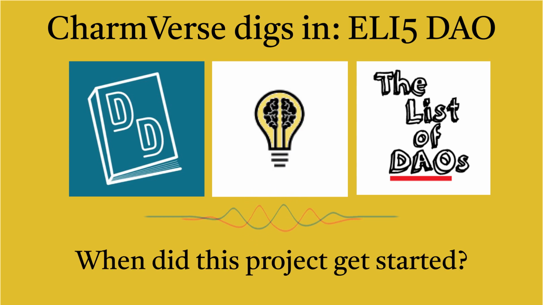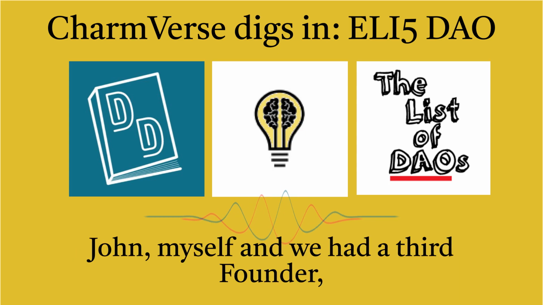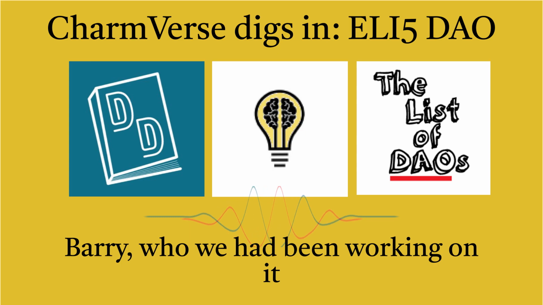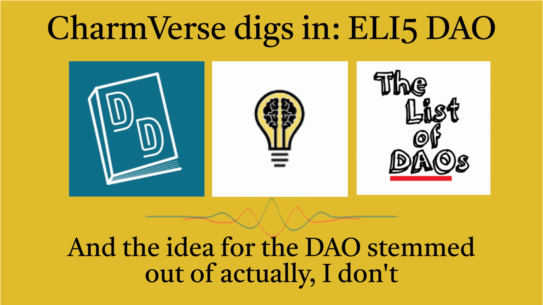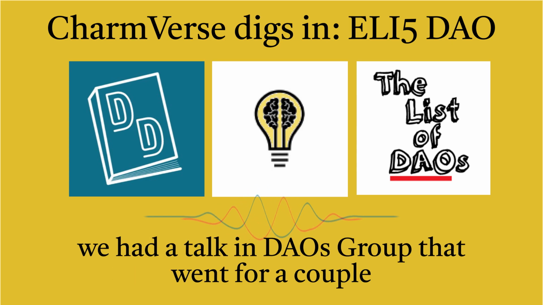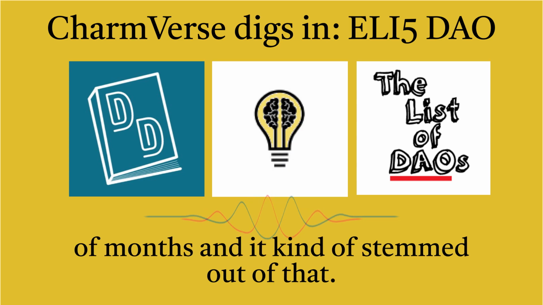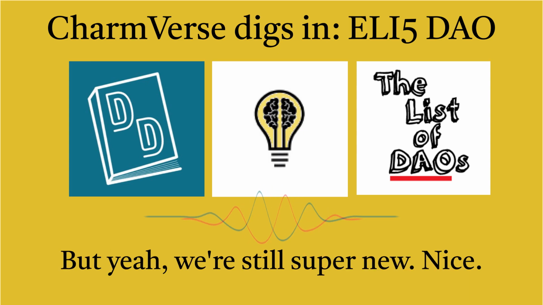Love it. When did this project get started? How long has it been up and running? Epoch 1 started on November 1st, and that was our official launch. John, myself, and a third founder, Barry, had been working on it for probably about 2 months prior to that. The idea for the DAO stemmed out of a Talk in DAOs group with Etienne LaRue over at Colony that went for a couple of months. But yeah, we're still super new.